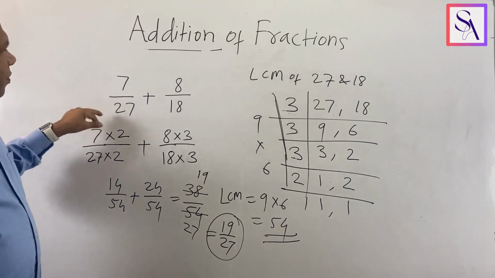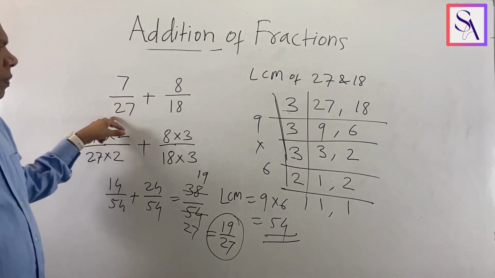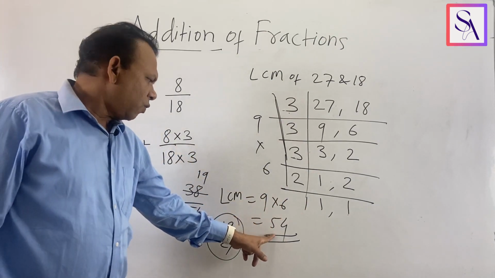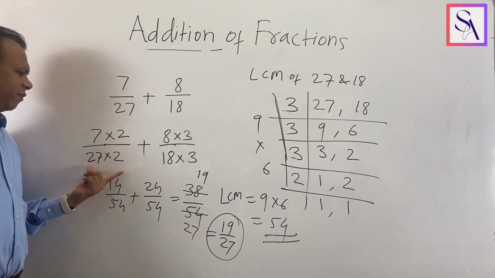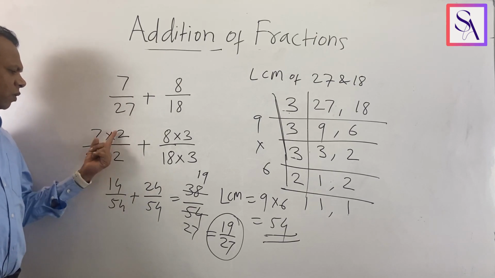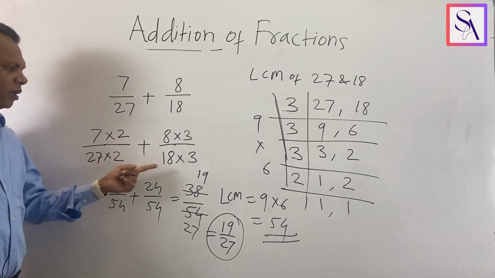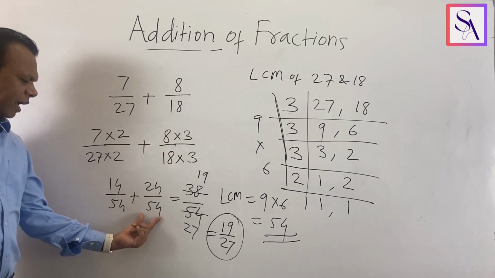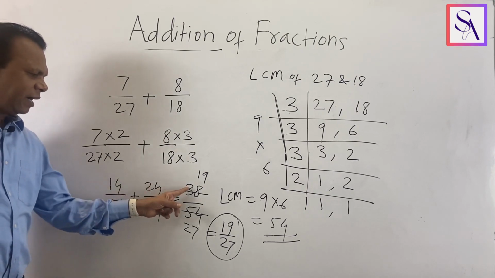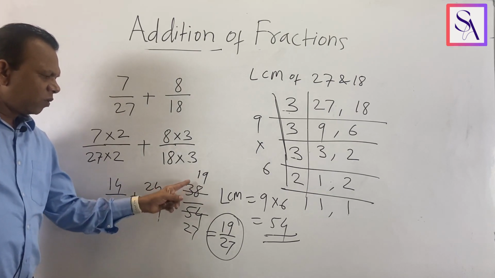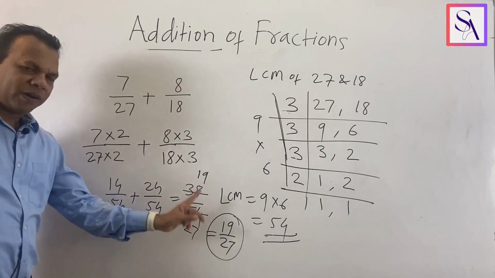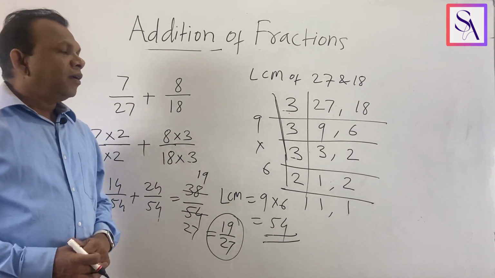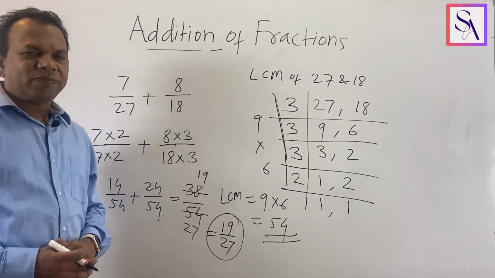So what I have done, I have just made the denominator the same by using the LCM method. I have taken the LCM, which came to 54, then I converted this fraction to 54 by multiplying 2 up and down, and 3 up and down as well. 54 came, then I added 14 plus 24, 38 came, divided by 2, 19 and 27 came. So 19 by 27 is the answer. In this way you have to solve sums of addition of fractions. Got it?